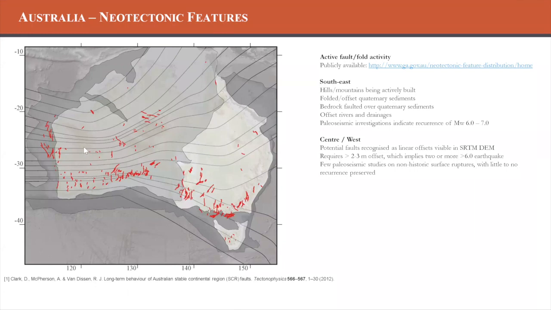So we have this kind of variance in the eastern part of the country where we see traditional fault recurrence, and then in the center and west, we don't see that sort of topography. We see them more widely spaced.